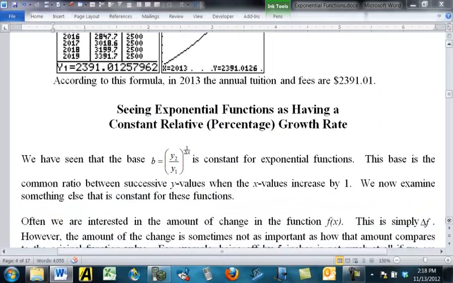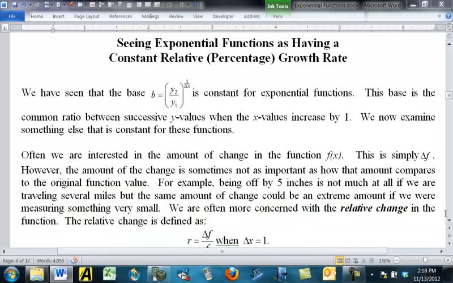Now, I mentioned this at the beginning of the lecture, but it turns out that exponential functions have a constant relative or percentage growth rate. So we've seen that the base b, determined by y2 divided by y1 to the 1 over delta x power, is constant for exponential functions. This base is the common ratio between successive y values when the x values increase by 1. In other words, if the x values are going up by 1 in the table, it is this b value that we multiply the y's by each time to get the next y. So we're going to find something else that's constant for these functions.